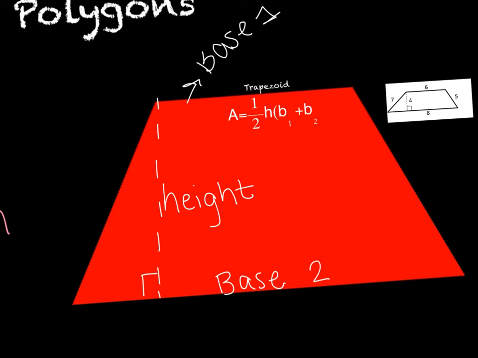Now with the area of the trapezoid, it's a little bit more complex. The area is equal to 1/2 times the height, and then that's multiplied by the two bases, which you have to add together in the parentheses. We typically say base 1 is the top of the trapezoid, and base 2 is the bottom of the trapezoid. Again, our height is given by a dashed line with a 90-degree angle mark. We ignore the slanted sides. So let's put this to practice.